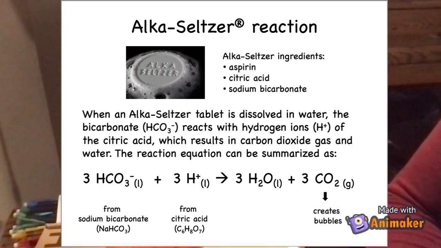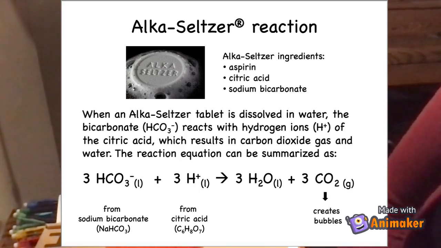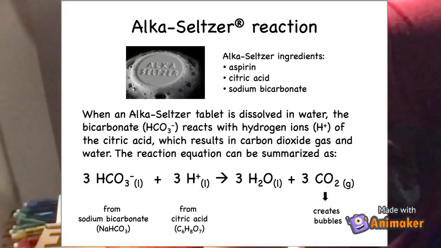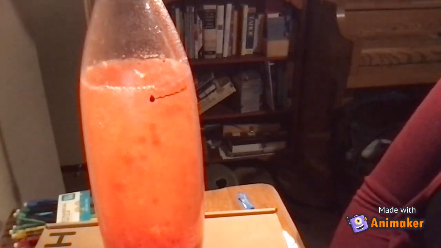And then if we calculate the molar mass of sodium bicarbonate, we get 84.007 grams per mole. And so if we calculate out the moles using the mass from the box, we get 0.0228 moles. So based on that data, we know that the citric acid is actually the limiting reagent. So that's good to know.